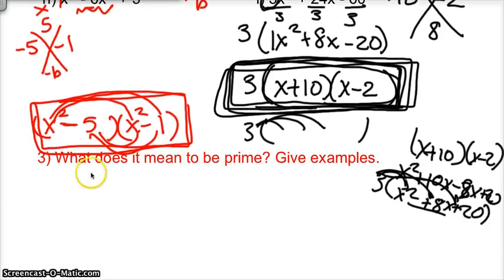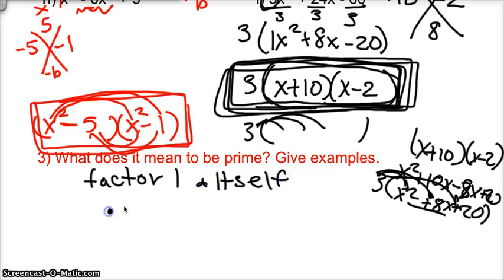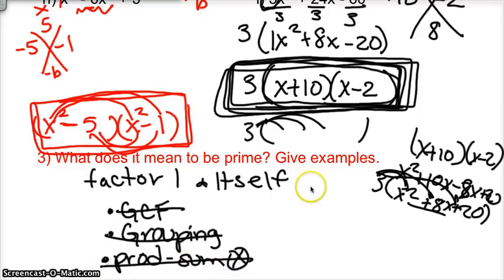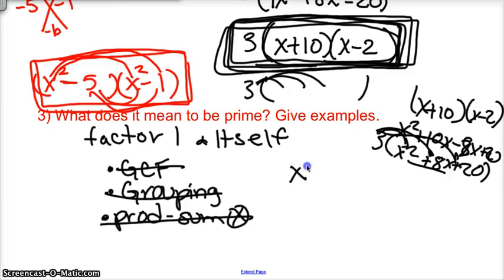Okay, what does it mean to be prime? Yes, it means that numbers have a factor of 1 and itself. It also means that when you look at it from a lens of greatest common factor, you can't do greatest common factor. You say, okay, well, what about grouping? I know how to group, but can't group. And the other thing is when you go to look at this product sum circle, and you say, well, I've done the product sum circle and it doesn't work. So let's look at some examples. Look at a problem like x squared minus 12. Can't do greatest common factor, can't do grouping. Try the product sum circle, it won't work. This one's going to be prime.